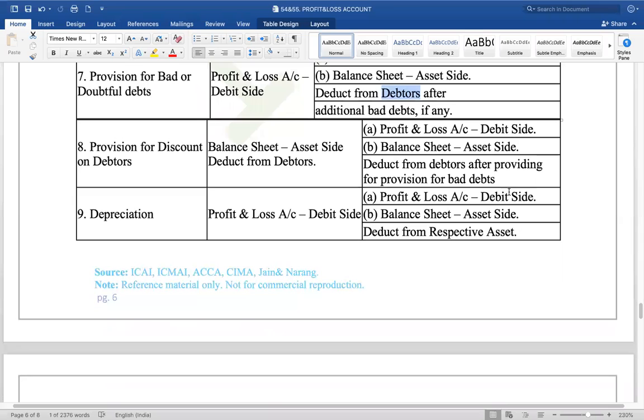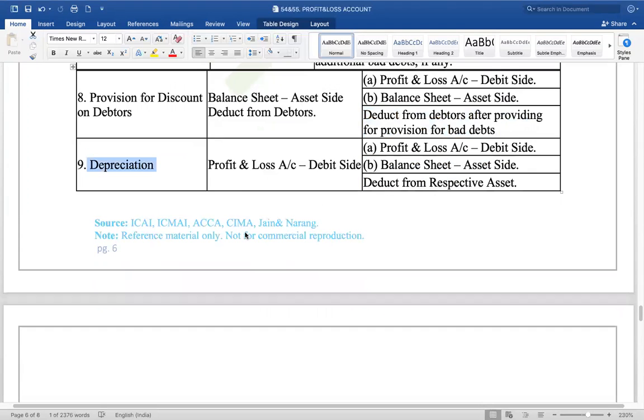Okay. Provision for discount on debtors. If it is given only in the trial balance, it's a deduction from the debtors. If it is given outside the trial balance, it is debited to the profit and loss account and taken on the asset side of the balance sheet as a deduction from debtors, after providing for the provision for doubtful and bad debts. Okay. Next, depreciation.